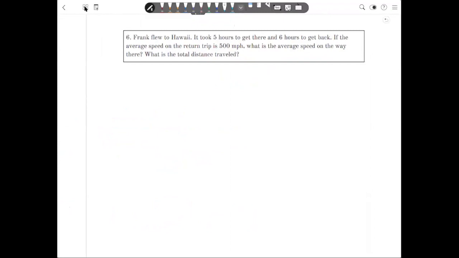Flying to Hawaii, it took 5 hours to get there and 6 hours to get back. The average speed on the return trip is 500 miles per hour. What is the average speed on the way there? And what is the total distance traveled?